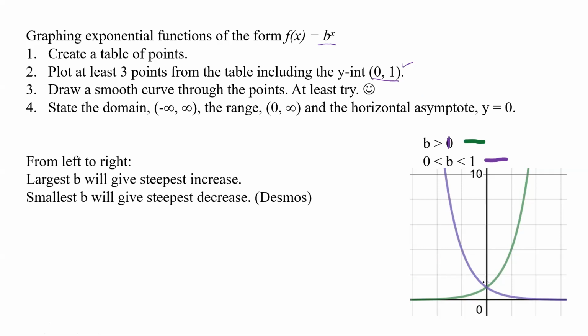And it's always going to cross this point 0, 1. And so that's going to be a key, because that's going to be our intercept. And again, that's just for when we have b to the x. If we have a times b to the x, then it's going to cross wherever a is. So that's going to be the key there. All right, so that's kind of what we have there.